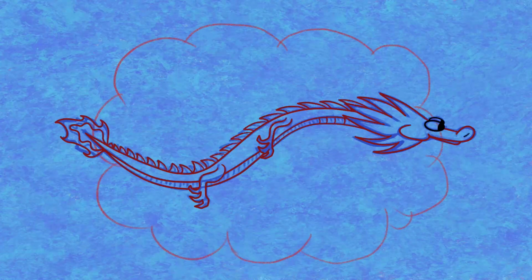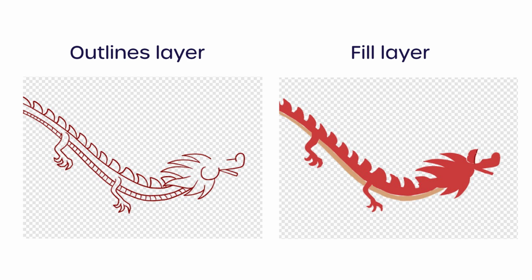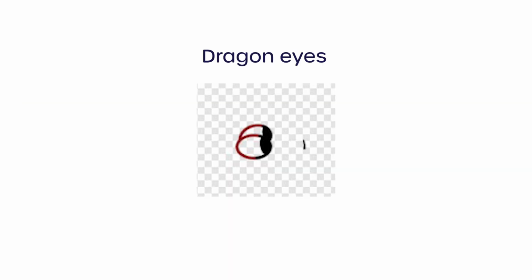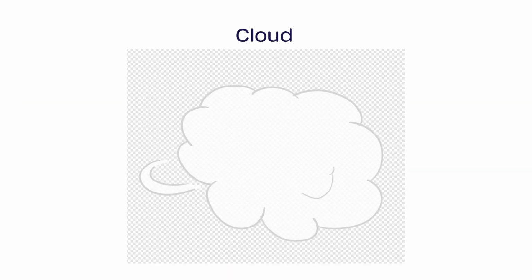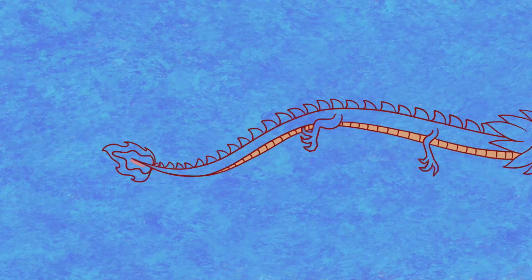I created as many layers as colors that I used, so one layer for the outlines and one for the fill color. This was the case for the dragon, the eyes of the dragon, along with a nose detail, and the cloud. After watching the animation, I added eyelids to add a bit more movement and complexity to the dragon as it was blowing out air.